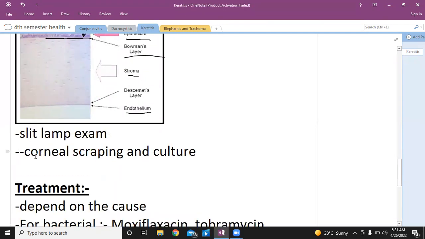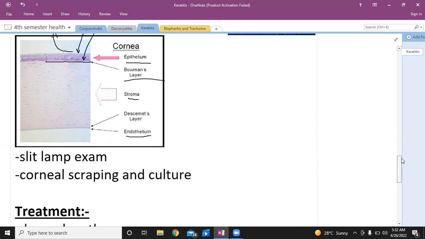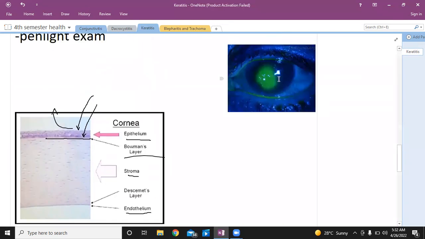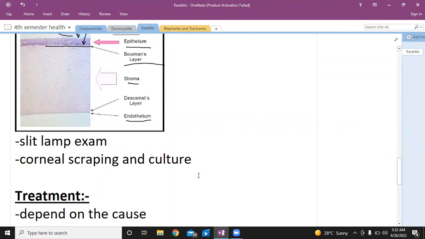Then there is corneal scrapping and culture. You also have to do corneal scrapping and culture. What is corneal scrapping and culture? You take a small piece out of this cornea, take it to the lab, and do the culture to know about the organism. If there is bacterial presence, it will be bacterial keratitis, and if there is fungal presence, it will be fungal keratitis, and maybe God knows what. These things are very important.